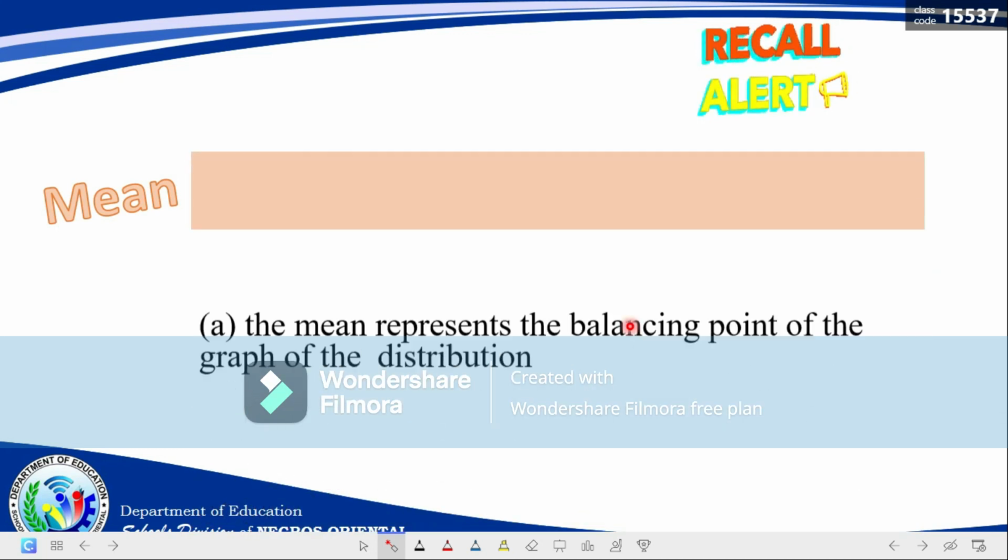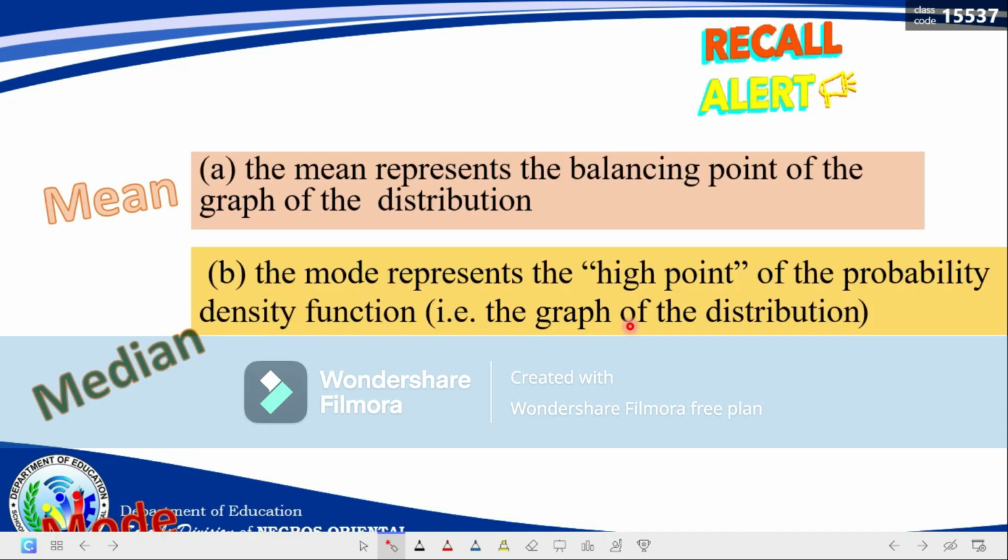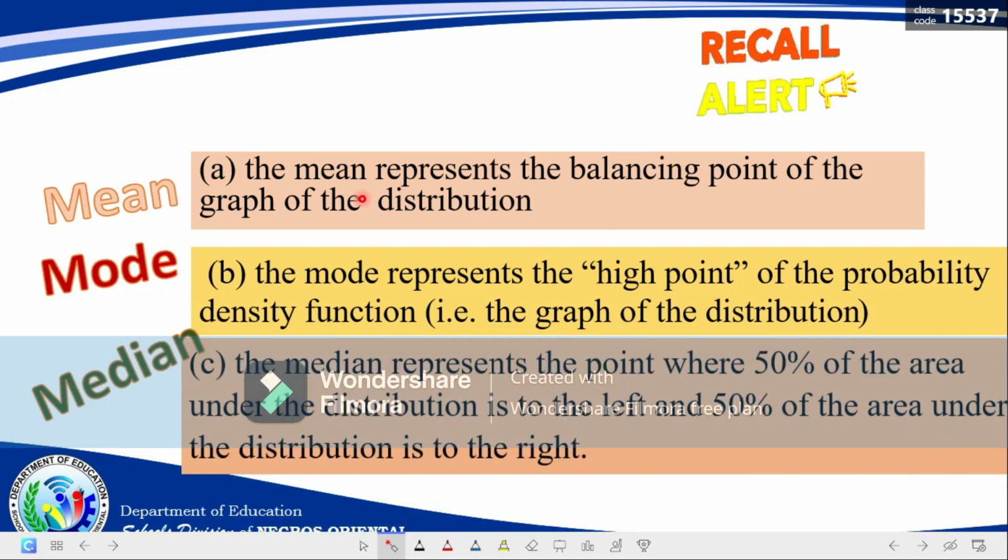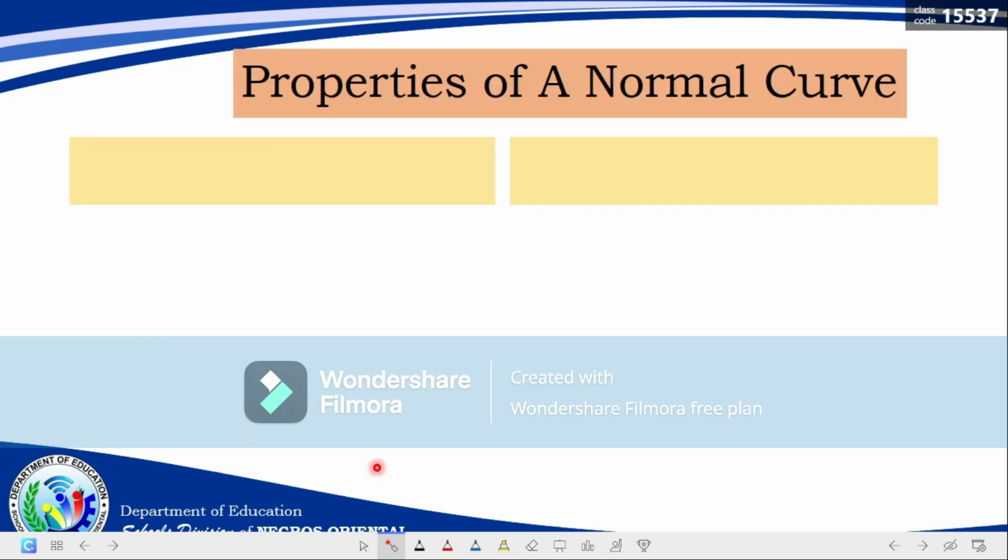Okay, so let's first recall the three measures of central tendency. The first one is the mean. Remember that the mean represents the balancing point of the graph of the distribution. The second is the median, and the third is the mode. The mode represents the high point of the probability density function, for example, the graph of the distribution. The median represents the point where 50% of the area under the distribution is to the left and 50% of the area under the distribution is to the right.